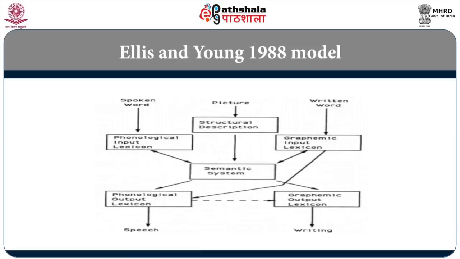Suppose you are asked to name a picture, the spoken word goes into phonological input lexicon and reaches the semantic system. Suppose you are asked to write the name of a word, then you go into graphemic input lexicon, and then the information goes into semantic system to get to the meaning. Once the meaning is grasped, then contact is made with phonological output lexicon if you have to speak about it, graphemic output lexicon if you have to write about it.